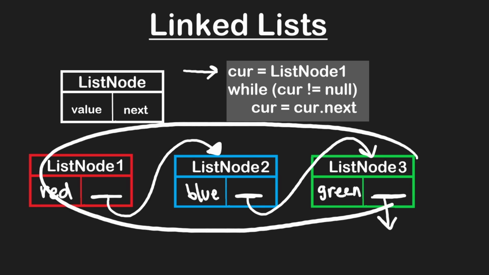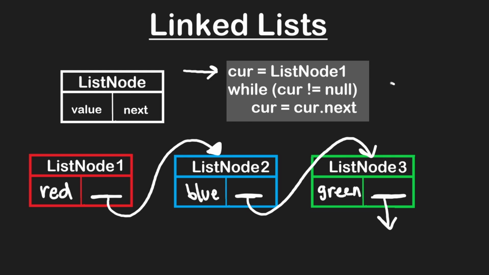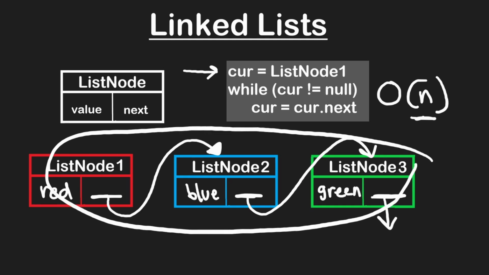But going back to the first case where we didn't have an infinite loop, what was the time complexity of going through the entire linked list? Well, it was the same as doing so with an array. It was big O of n, where n is the size of our linked list.